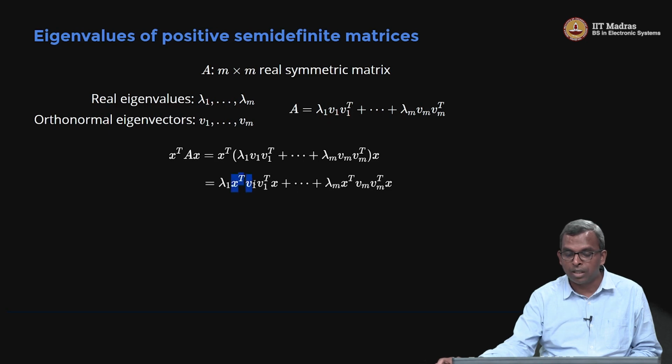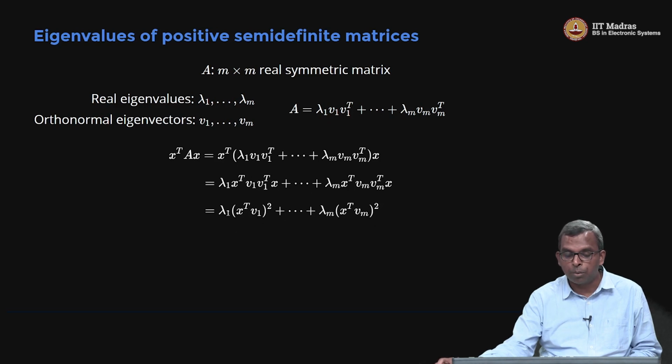They are just transposes of each other and they are just scalars. So these two are equal. So by the same logic you can say it's lambda 1 times (x transpose v1) squared plus so on till lambda m (x transpose vm) squared. So this is just an inner product of x with v1, and v1 to vm are all orthonormal, right?